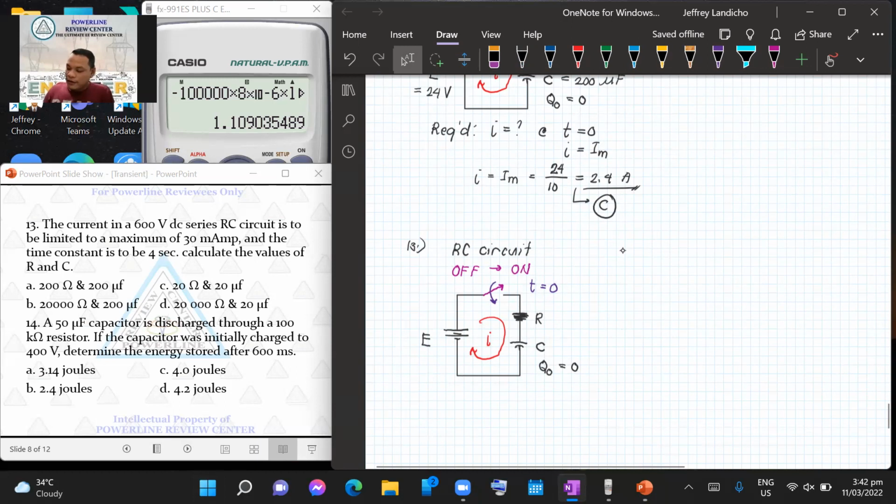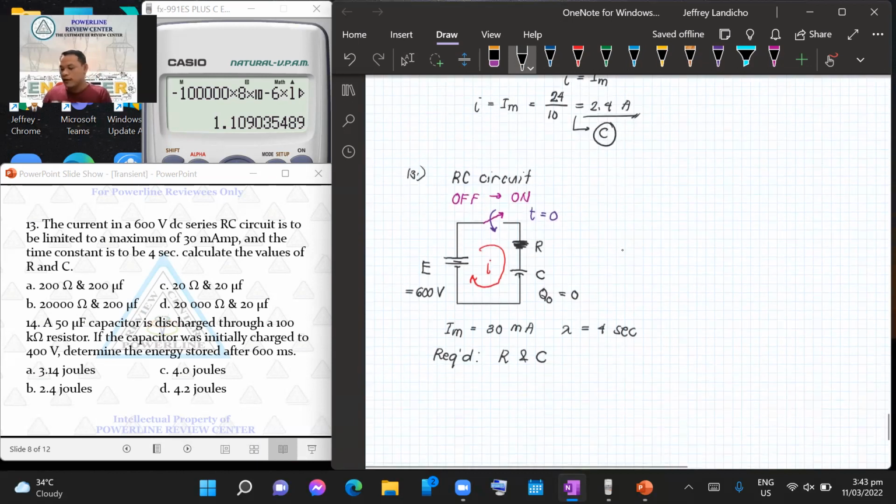Okay? So, ano yung parameters na kailangan natin consider? If this circuit will be connected across a 600 volts DC source, so binanggit ng problem that the maximum value of current in this circuit, it should be limited to 30 milliampere. So kailangan yan na yung highest possible value of current. And the time constant of the circuit, now this circuit should be operated at a time constant of what? 4 seconds. So what would be the value of our R and C?